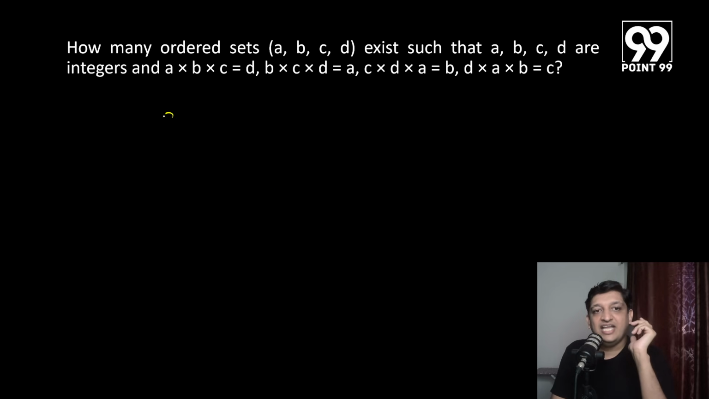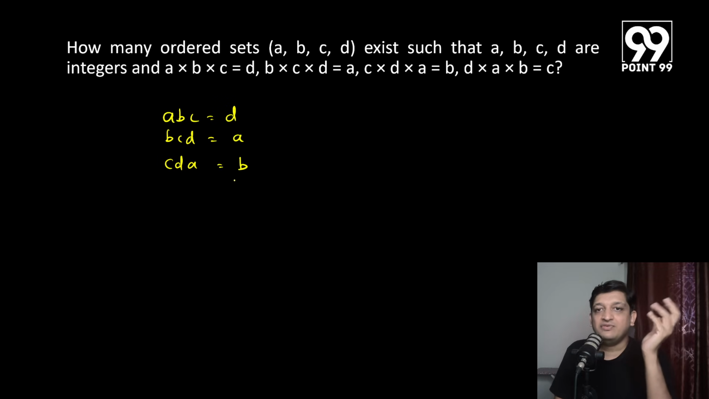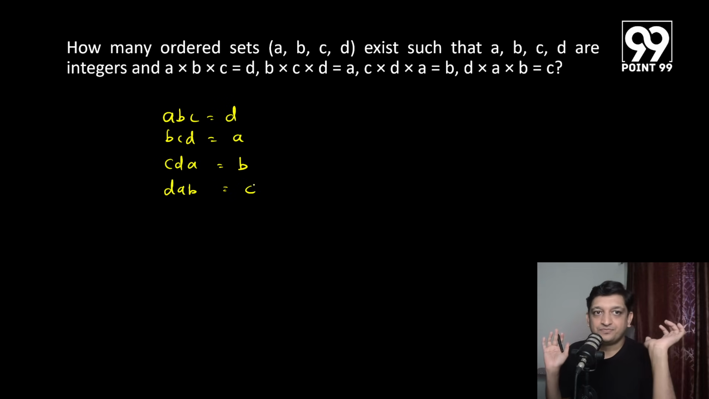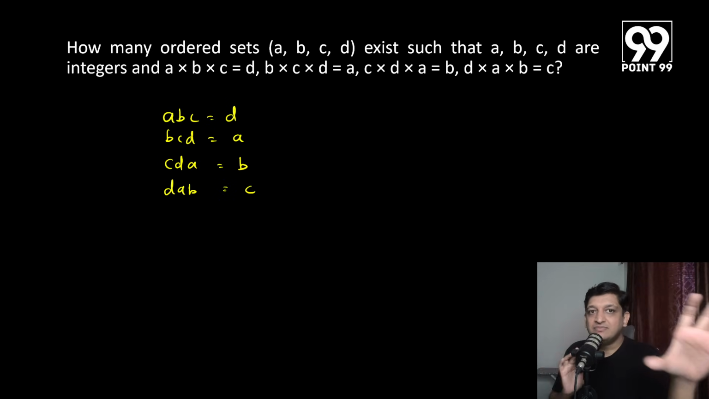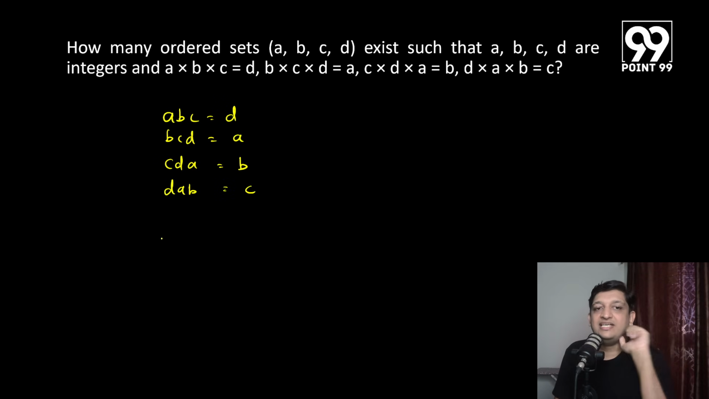And we know that a into b into c equals d. We also know b into c into d equals a. We also know c into d into a equals b. And because of the beauty of cyclicity, we will know that d into b into a is equal to c. Now we have to figure out how many such sets exist. So what will I do in this case? I can simply multiply everything and see what happens.